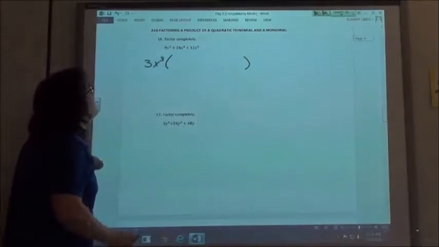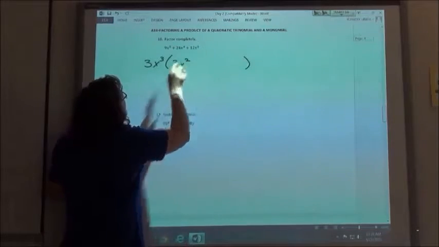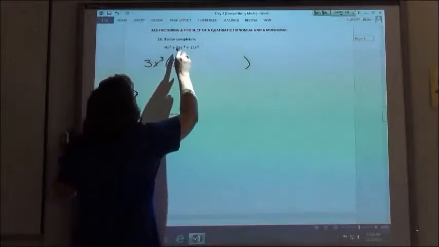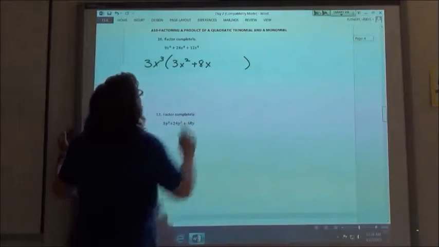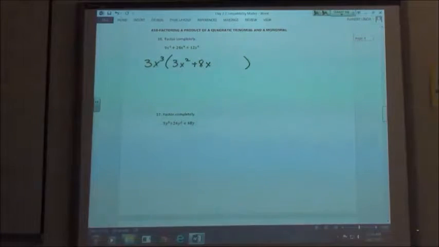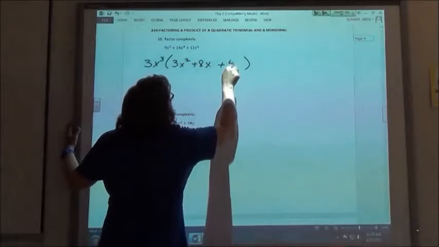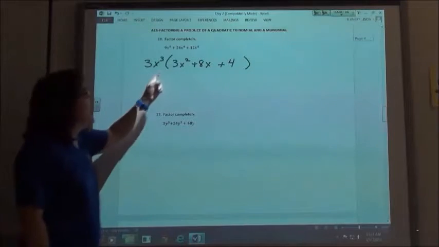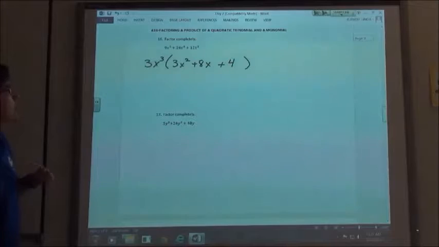So 9x to the 5th divided by 3x cubed would be 3x to the 2nd. 24x to the 4th divided by 3x cubed, I'm going to get 24 divided by 3 is 8. Subtract my exponents, so 4 minus 3 leaves me just an x. And then 12x to the 3rd divided by 3x to the 3rd, 12 divided by 3 is 4, and then 3 take away 3 is 0 left over. So what I have left is now my quadratic expression that I had factored earlier.